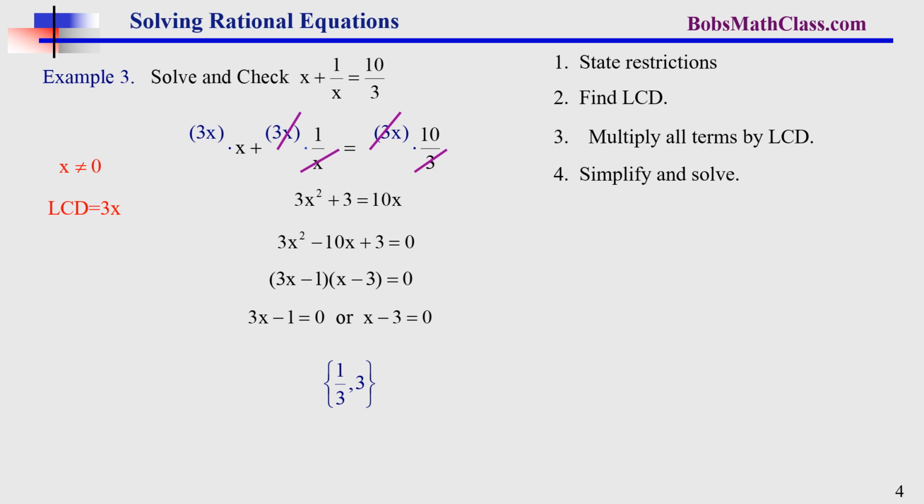Do either of these numbers make the denominator 0? No. So they're both good answers. I'm not going to do a check, but if you're going to do a check, you want to do two of them. First do 1/3 and then 3. You should at least know how to do a check. Most instructors don't require that you do a check on homework, but it's a good idea to do on a test. That way you know if you got the correct answer.